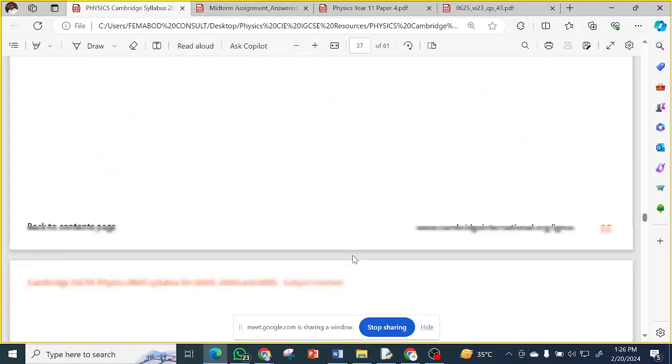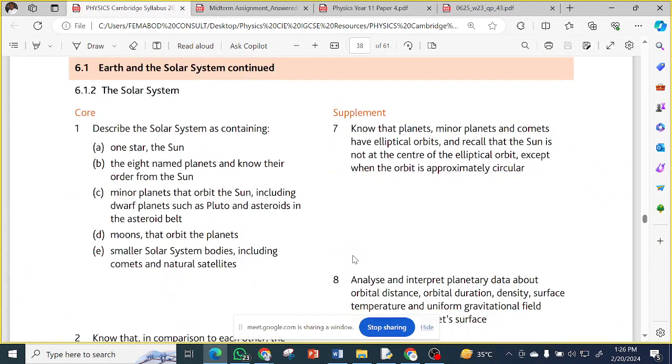So the next point of call we need to look at is the solar system itself. If you have a question, you can let me know. The solar system itself, we have mentioned before that the solar system contains one star, which is the sun. The solar system we are talking about is our own solar system.